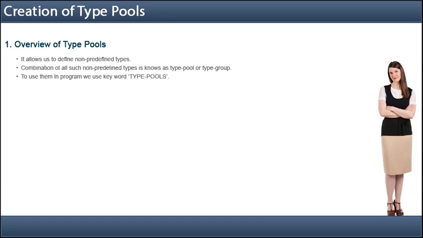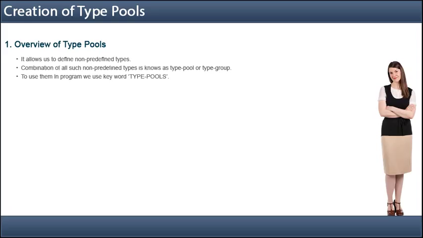Type pools allow us to define non-predefined types. The combination of all such non-predefined types is known as a type pool or type group. There are several type groups available in SAP, for example, ABAP and List, etc.